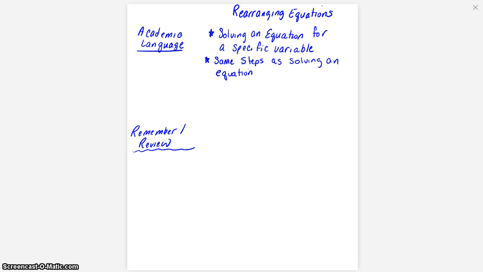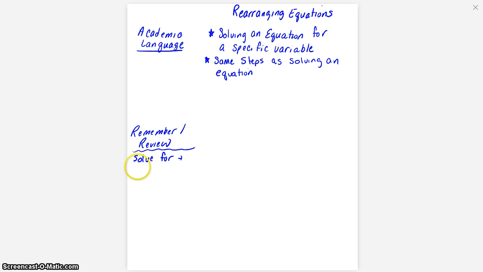So you might want to pause now and write down what I have so far. I haven't thrown any language up or remembering, but solving an equation for a specific variable. On the test, you'll see this a lot. It'll say solve for x, solve for a, solve for y. And that's the variable you're going to isolate. Okay, so let's put that under remember. Solve for.